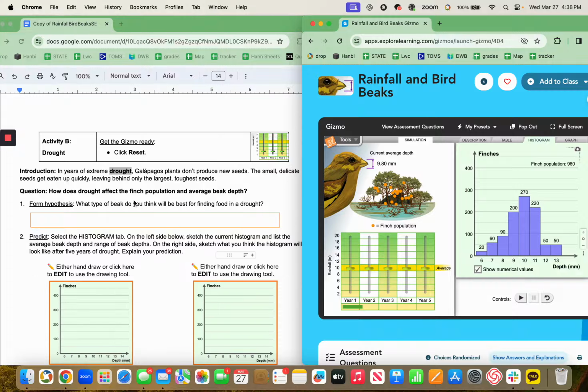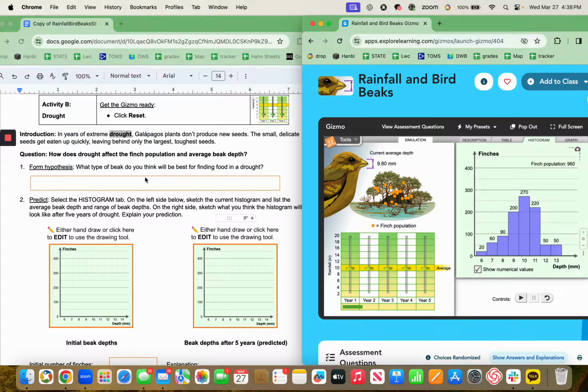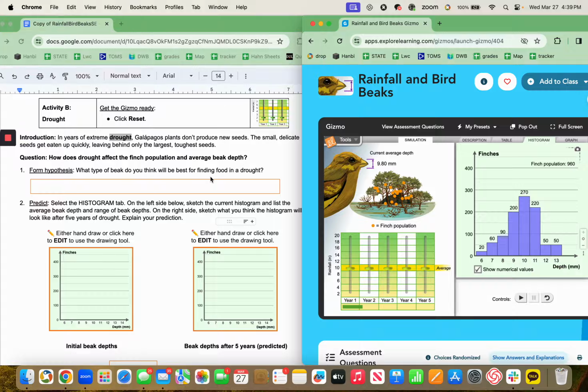Then for activity B, we're going to change the rainfall to be a drought. The question is, what do you think is going to happen? What kind of beak do you think is going to be best for finding food in a drought? Here is a clue. In extreme drought, Galapagos plants don't produce new seeds. The small, delicate seeds get eaten quickly, leaving behind only the largest, toughest seeds. So what do you think is going to happen to the beak size of the birds that survive and are able to eat those largest, toughest seeds?